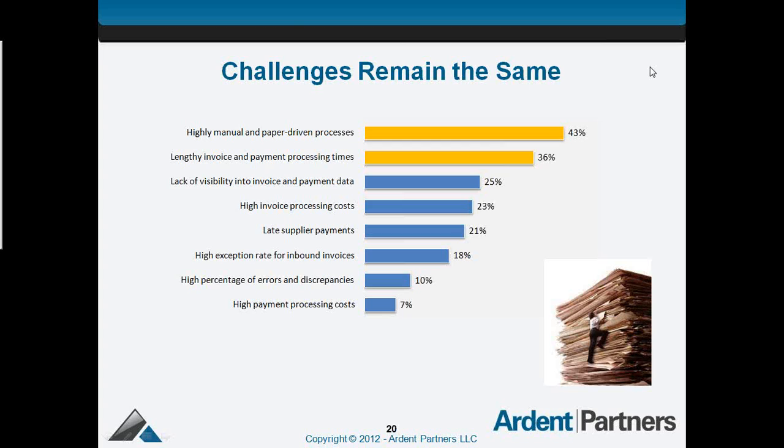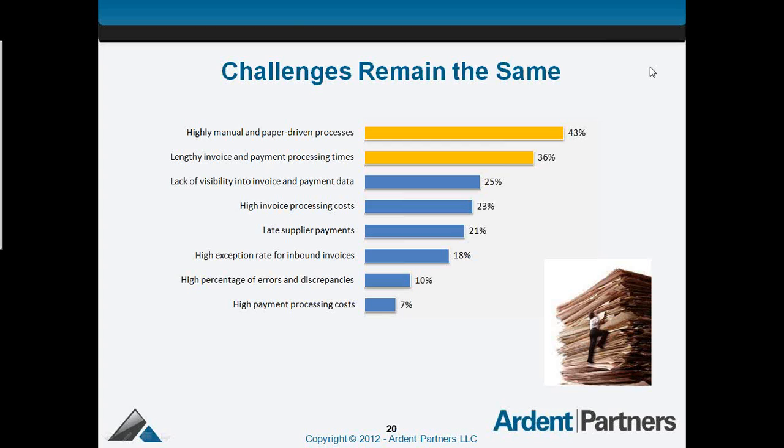And I think what's important to realize here is these challenges are not really going to go anywhere until changes have been implemented, unless something changes. And AP must transform its function in order to generate and show the value that lies within it.